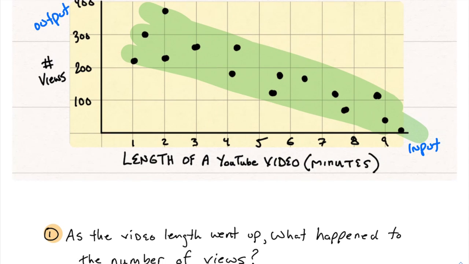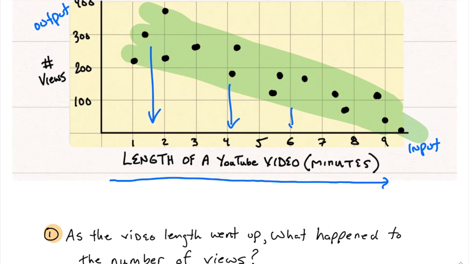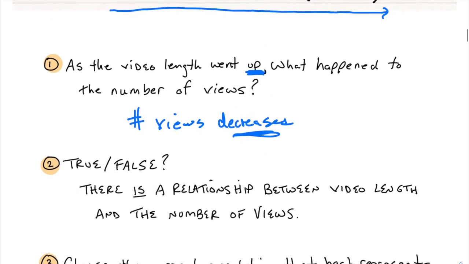As the video length goes up, so as the length of the video goes from 2 minutes to 4 minutes to 6 minutes to 8 minutes to 9 minutes, as this moves to the right, the dots get lower, right? You'll see that these are kind of high up and then they get lower and lower. As a trend, I see something there. So as the video length goes up, what happens to the number of views? The number of views decreases. And what you might notice is if we have one thing going up and the other thing going down, we refer to that as a negative correlation.